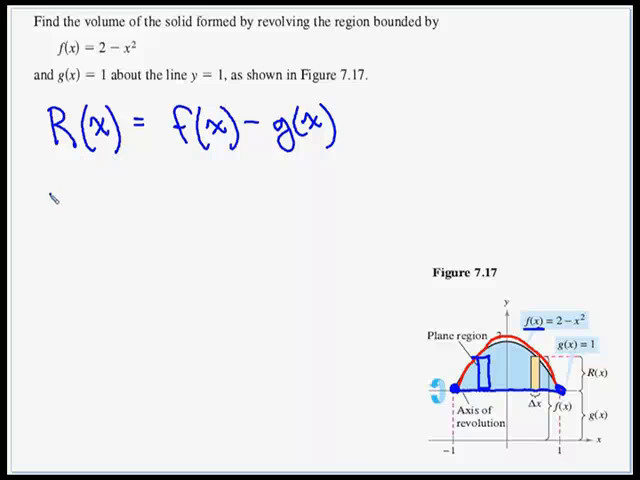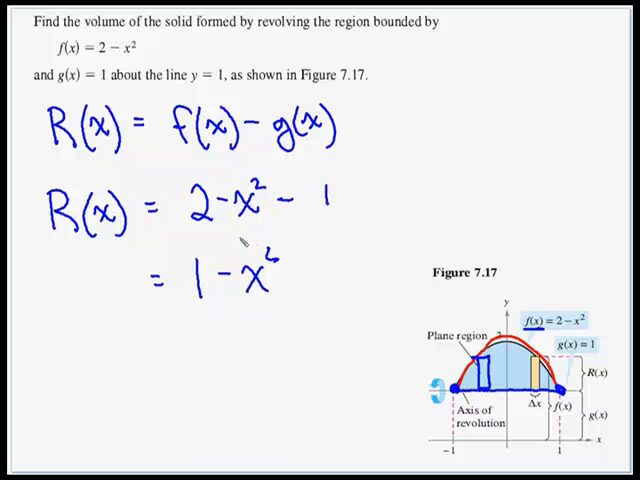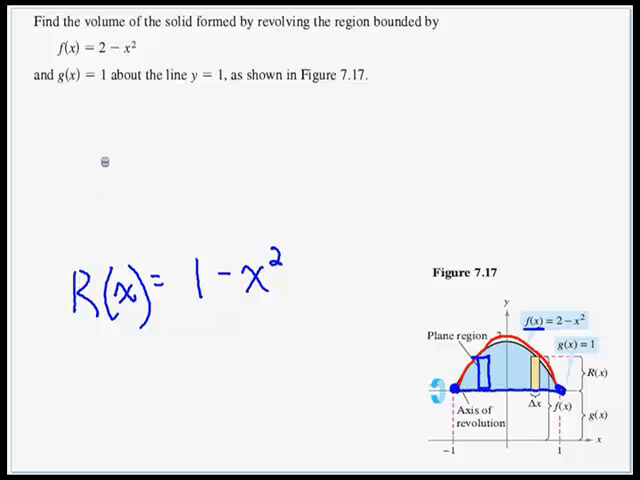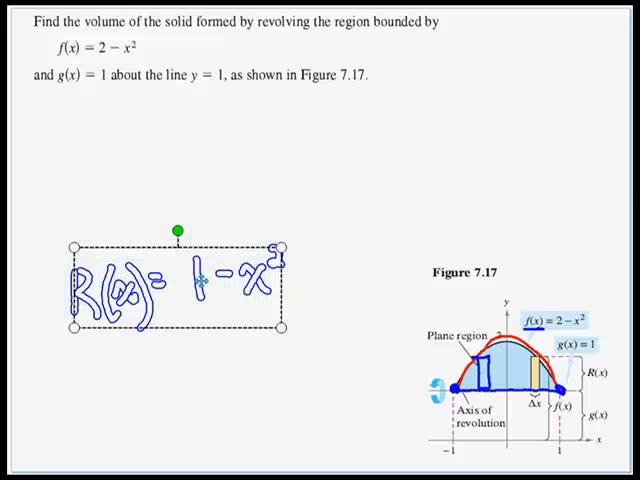So let's find what the radius is going to be in terms of x. The radius in terms of x is going to be, well, f of x was 2 minus x squared. And we're going to subtract g of x, and g of x was just 1. So we can just disregard the parentheses, and let's collect our like terms. So we're going to have 2 minus 1, which is 1, minus x squared. So the radius, R of x, of this 3D solid is going to be represented by 1 minus x squared. So that is our radius.